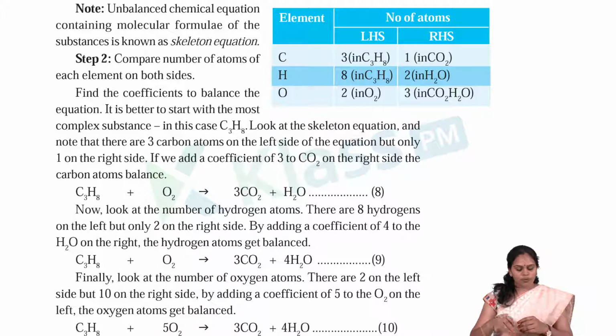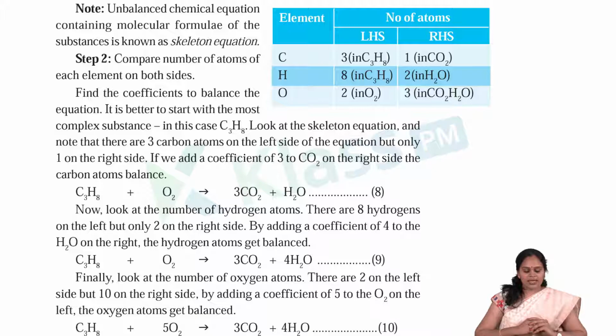What we need to do? We need to keep the possible numbers in front of the compounds. Let us find the coefficients to balance the equation. It is better to start with the most complex substance, that is, in this case, C3H8.